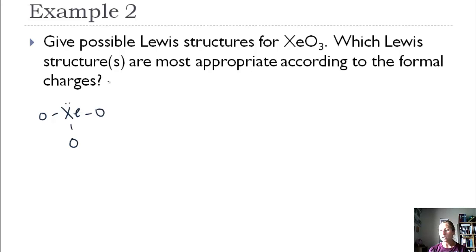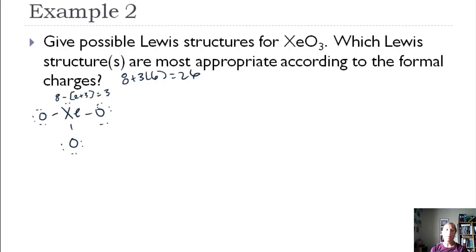Oh, and if we add it all up, we should have 26 because xenon's 8 and then each oxygen is 6, so that should give us 26 valence electrons total to work with here. So if we do all single bonds, this does come out to 26. And then if we do the formal charge, we've got 8 free valence electrons for xenon minus, it's got 2 lone pairs and 3 bonds, so that gives us a formal charge of 3.